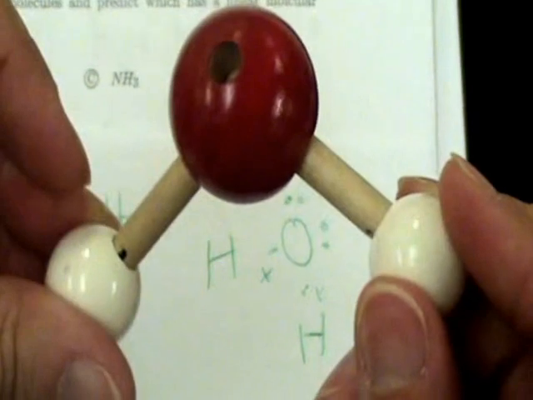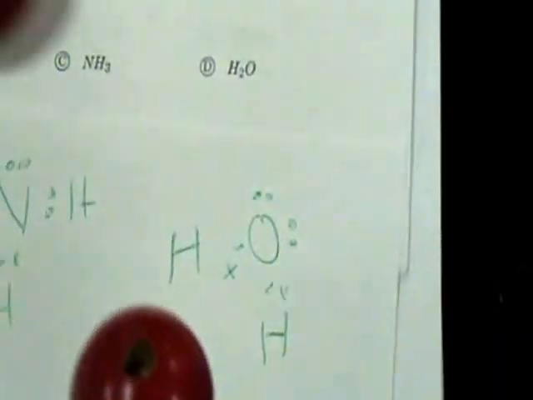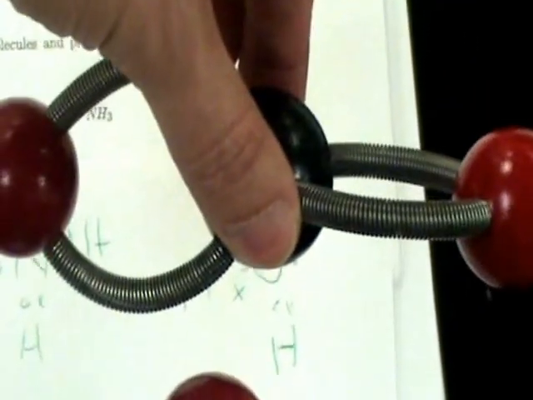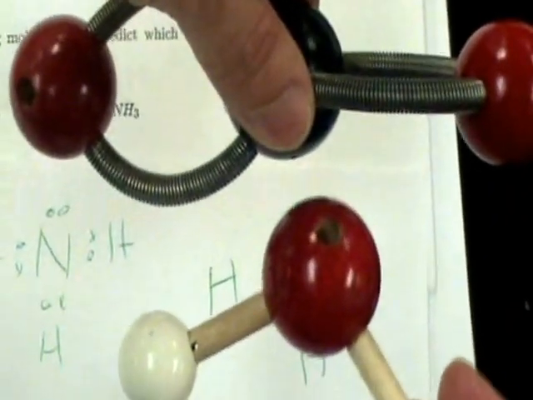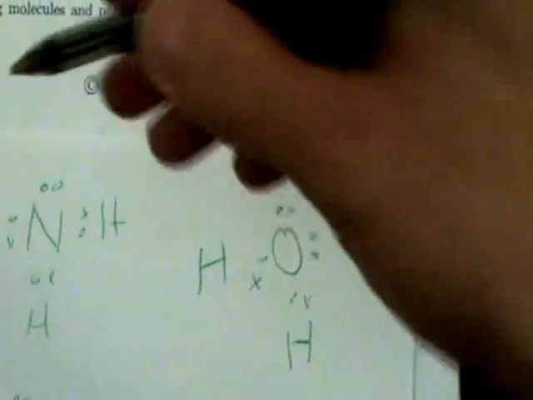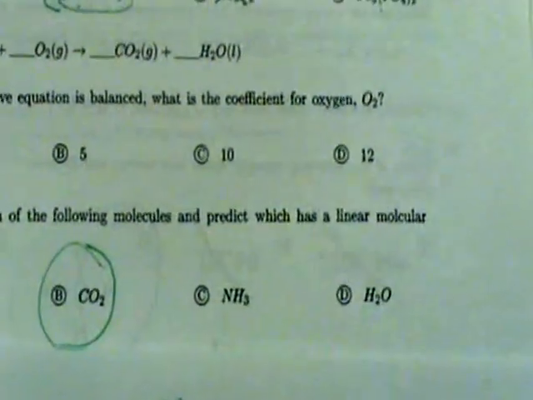Okay, and you can see that this is bent. It's not straight. It's not linear like your CO2 molecule was. You see the difference? Okay. All right. So your answer choice here was B. Okay, your CO2 molecule.